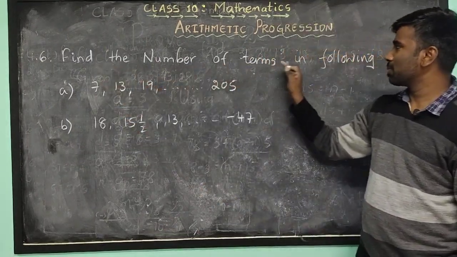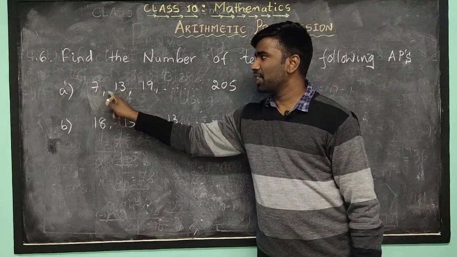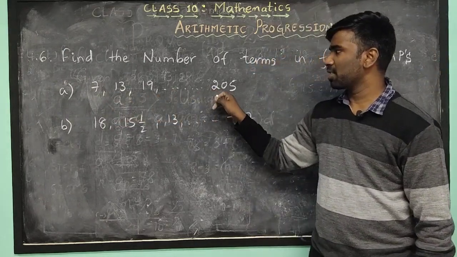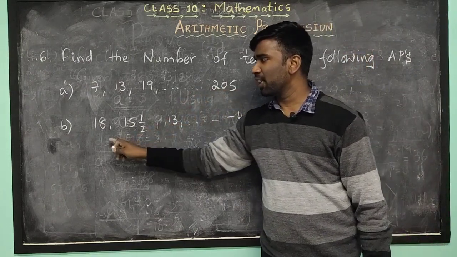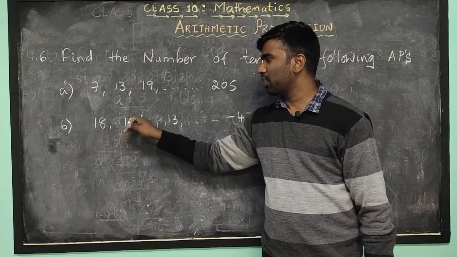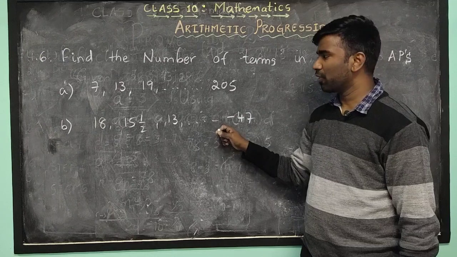Find the number of terms in the following APs. The first question is 7, 13, 19 and the last term is 205. We should find out the value of n. In the same way, for the given AP 18, 15 1 by 2, then 13 and the last term is minus 47, you should find out the value of n.